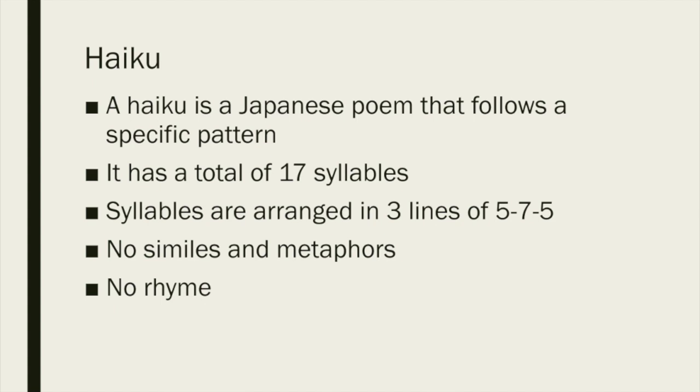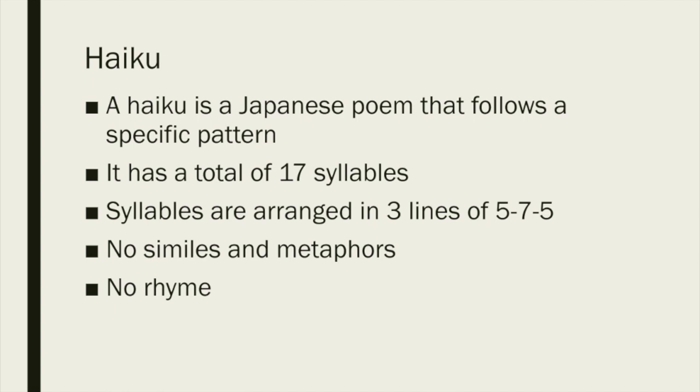Every haiku is 3 lines. The first line has 5 syllables, the second line has 7 syllables, and the third line has 5 syllables again. A haiku is all about these syllables. Haikus do not have figurative language like similes and metaphors, and haikus do not rhyme.